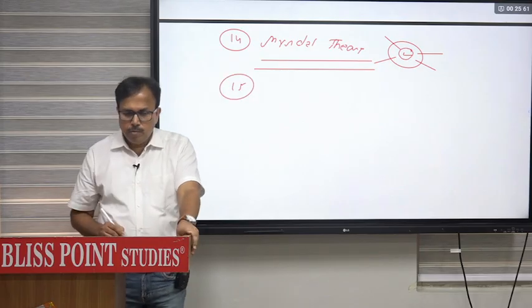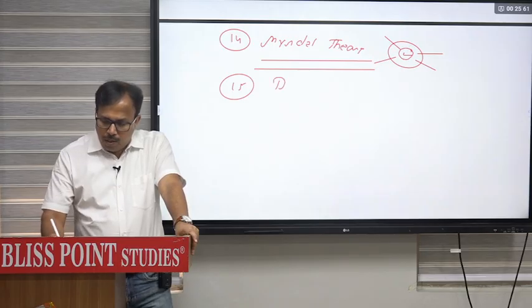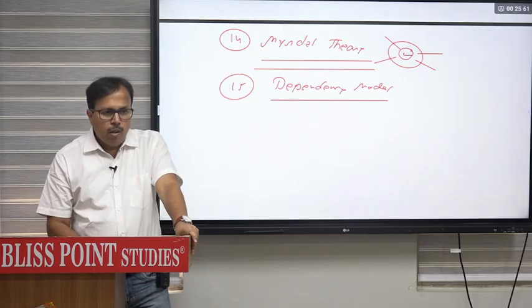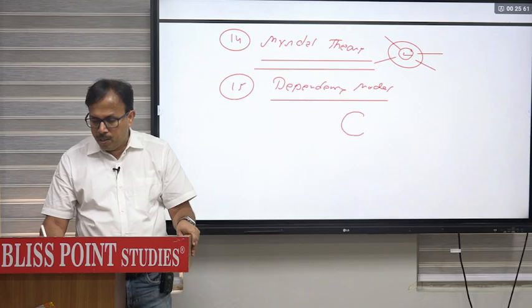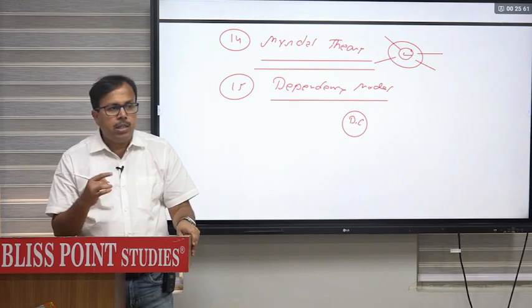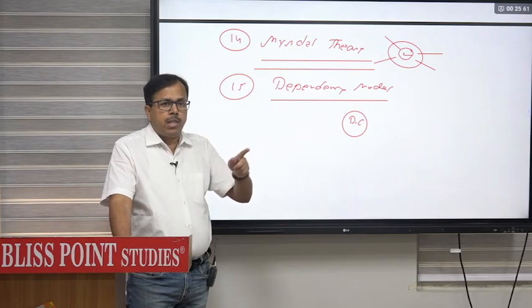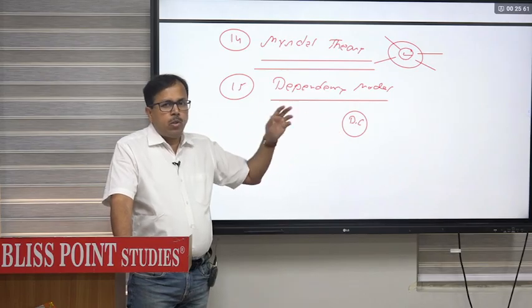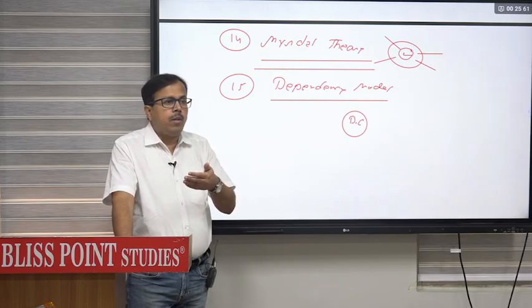15th is the concept of dependency model. Dependency model concept says that the development of developed countries is not contingent upon the development of less developed countries, but the development of less developed countries depends upon, that means your less developing countries, they are dependent on what? They are dependent upon the growth of developed countries.